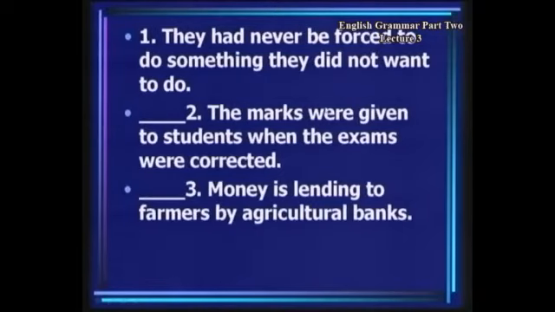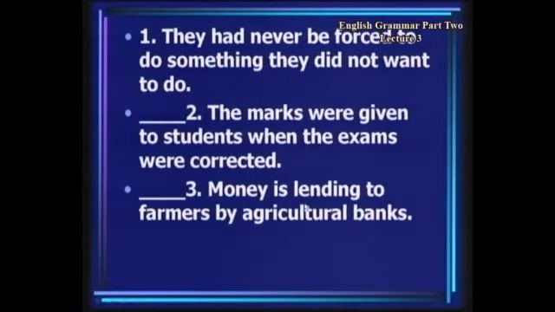Now, number 2. The marks, subject, were given to students when the exams were corrected. Here I have 2 passive verbs. The marks, subject, were given, a verb to be, and the past participle. This is correct. When the exams, another subject, were corrected, verb to be, and the past participle. This is again a passive verb.